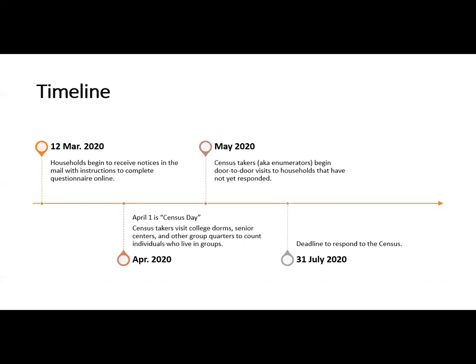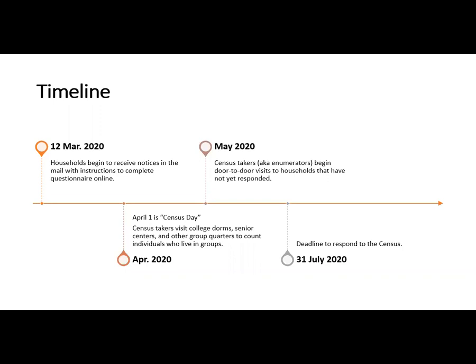April 1st is the day we consider Census Day, not because people are likely to fill out their census on April 1st, but because that is the day where you are counting where you live. So if you move on March 30th to a new place, you would count the new place because wherever you live on April 1st is the day. April is also when we have something called group quarters count. So that's where census takers visit college dorms, senior centers, homeless shelters, places where people live in groups to be counted. So those folks who live, say, in a college dorm do not need to fill out their census themselves. They will be counted as part of that group quarters initiative.